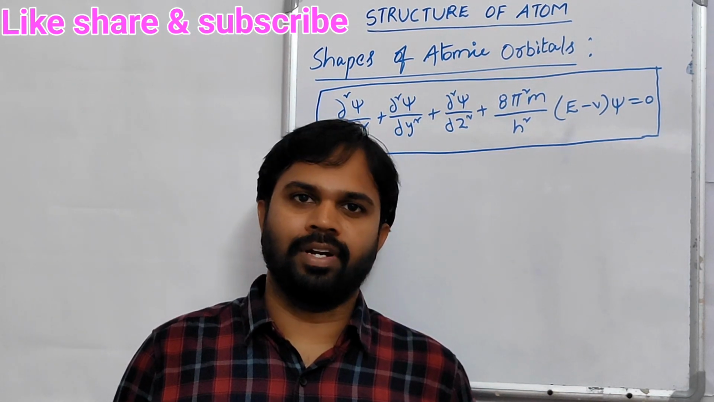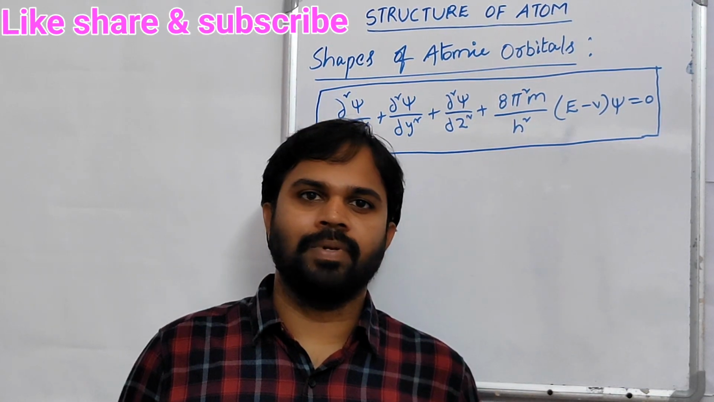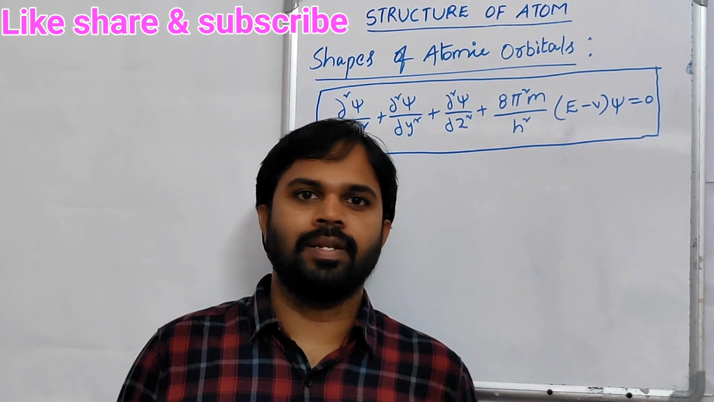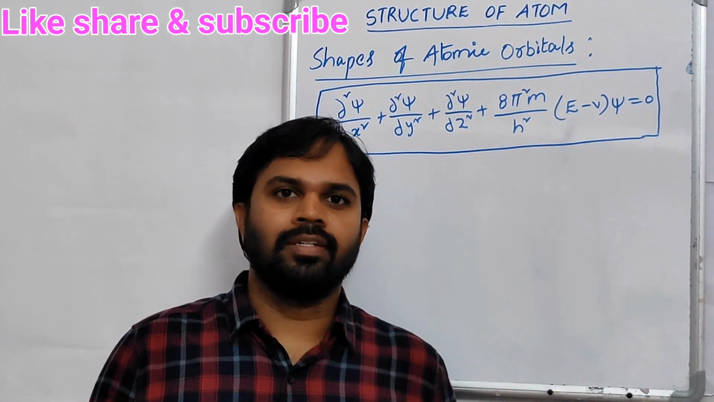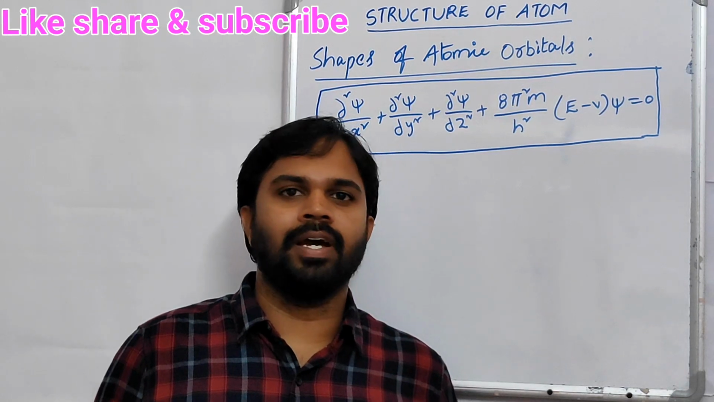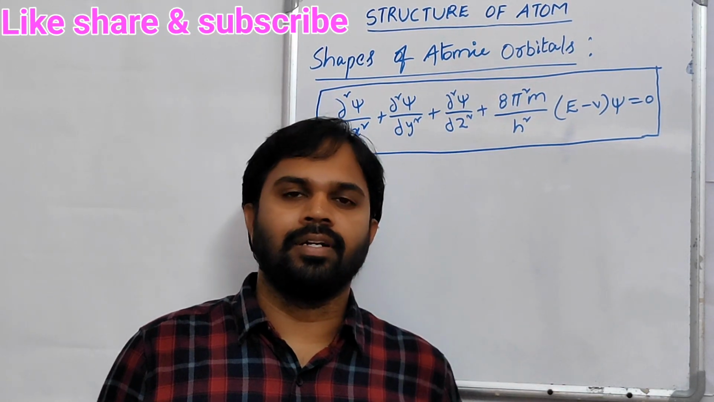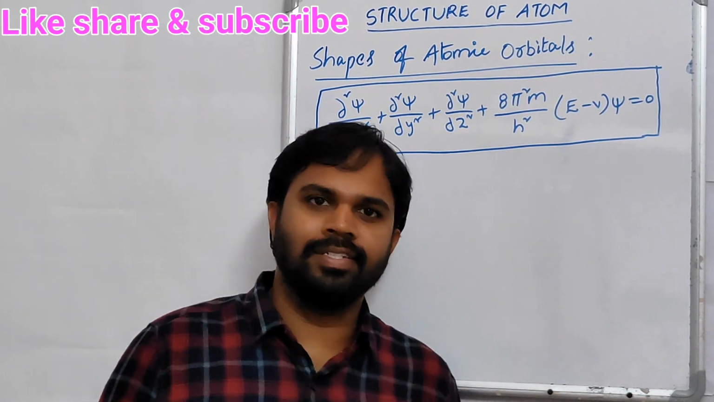If you remember, in our last class, we discussed the quantum mechanical model of atom and a detailed explanation of quantum numbers. Today, we shall be discussing the shapes of atomic orbitals. We know that s orbital is spherical in shape, p orbital is dumbbell in shape, and d orbital is double dumbbell in shape. Now the question is how these shapes of orbitals are discovered.